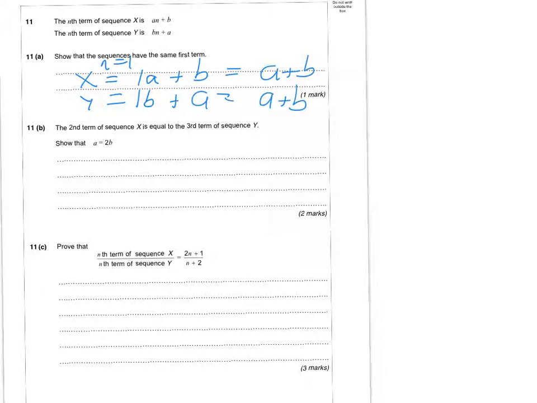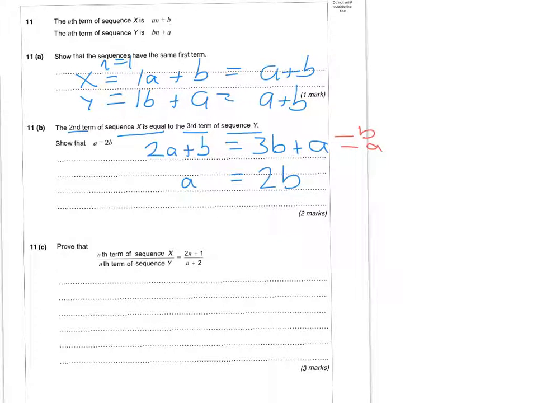The second term of sequence x is equal to the third term of sequence y. Show that a equals 2b. So we've got the second term of sequence x, so we've got 2a plus b is equal to the third term of sequence y, so we've got 3b plus a, and then minus b minus a, so we will get a equals 2b.